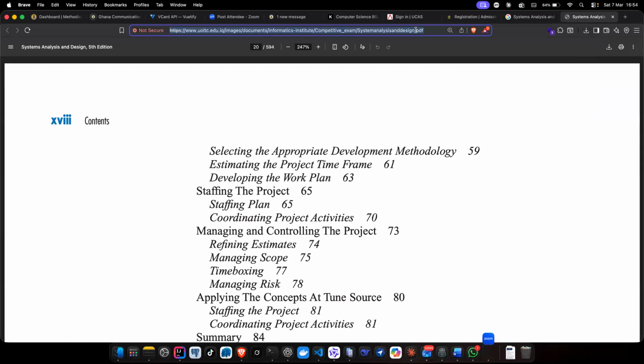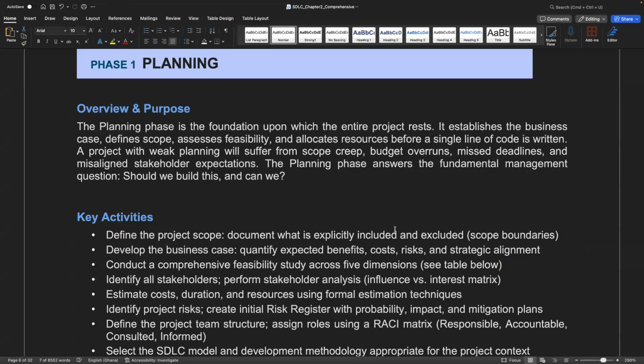Okay, so nevertheless, I will share the link. It seems that I'm not able to download. I'll share the link with you guys, then you look at it, so to guide you on how you can design certain aspects of it. So this planner would basically answer the basic question: should we build this and can we?